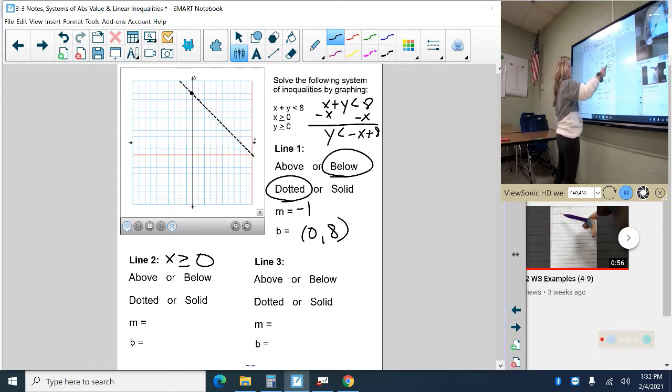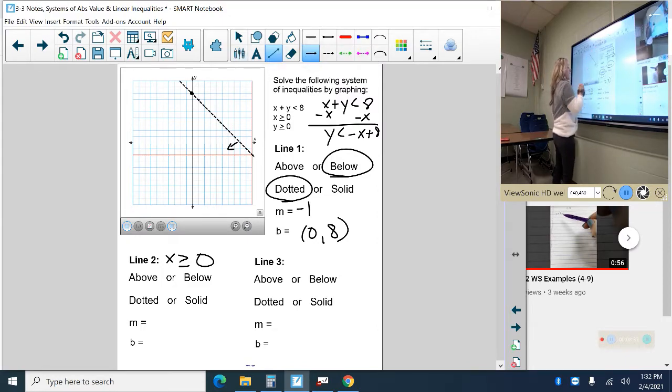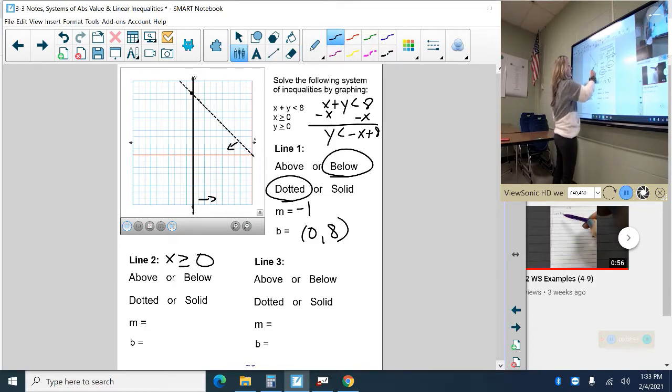Oh, I forgot to say, that would be below the line, so anything on this side. x is greater than or equal to 0, well, that is just the x-axis. Or I'm sorry, the y-axis, which is this one right here. So this would be a line here, and I would shade greater than, which would be to the right. So it would be anything over here. So far we're in this little area right here. I don't know if you can see that on the camera, but we're in this area right here.